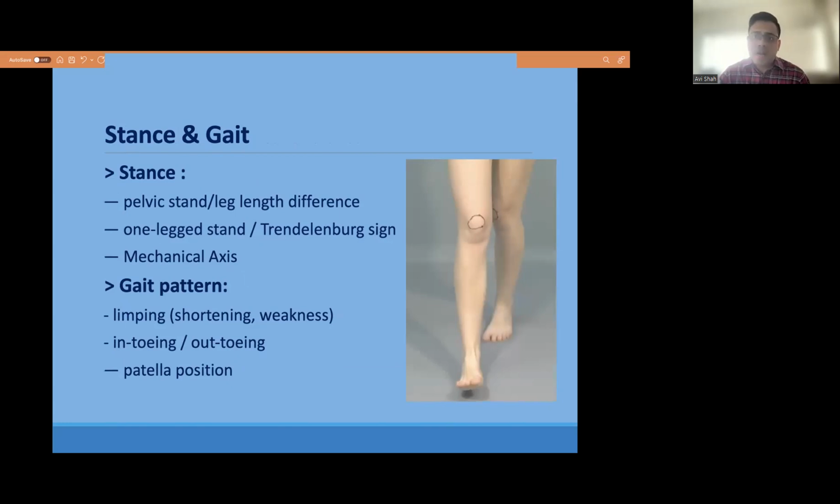Look at their gait. Are they walking with a limp? Is it with pain, without pain? Do you feel there is some neuromuscular condition going on, like a lurch and things like that? Then look at the position of the patella, if it is in-toeing or out-toeing. So this is the basic examination you start off with.